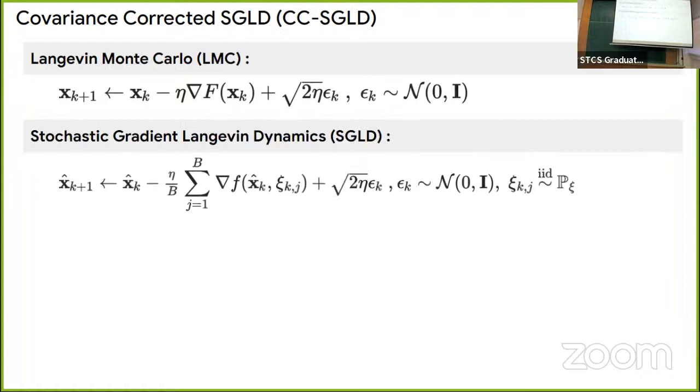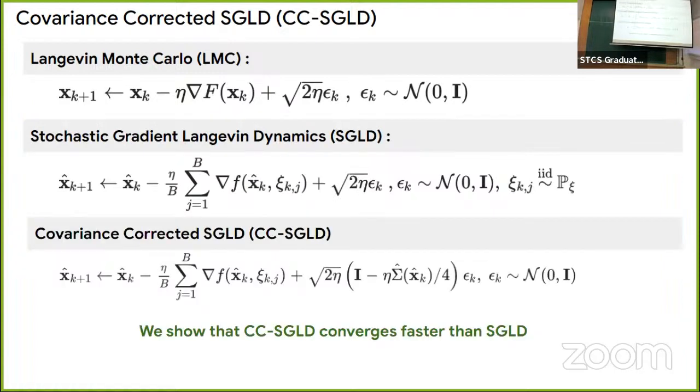Okay. So this is stochastic gradient SGLD, this is LMC, and this is the covariance corrected SGLD. We show that CC SGLD converges faster than SGLD. Okay, we don't technically show that because you need a lower bound on the convergence of SGLD. We just show that the upper bound for CC SGLD is better than the upper bound for SGLD.